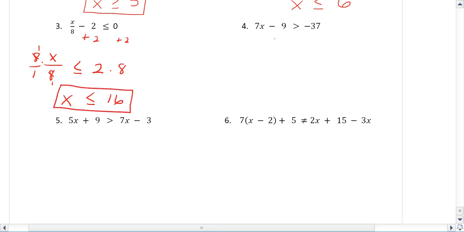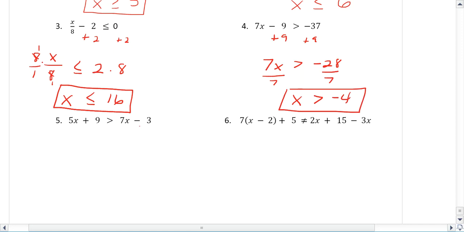Moving on to example 4, we're going to start by adding a 9 to both sides, which gives me 7x is greater than negative 28. Dividing both sides by 7, again, does not change the inequality. So I have x is greater than a negative 4 for the final answer.